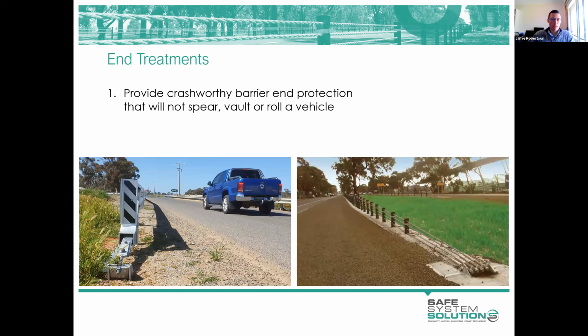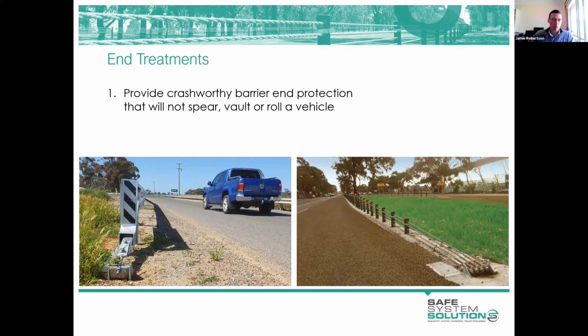Now, any barrier must have an appropriate end treatment that serves two purposes. It needs to ensure a crash-worthy outcome when a vehicle strikes end-on. On the left, we have a grate. That's the ETSS system, one of the new MASH-tested products. So if a vehicle strikes it, it'll, in theory, bring the vehicle to a controlled stop over a distance of about 15 metres.